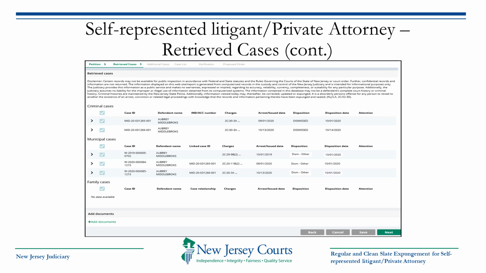The Retrieve Cases screen lists all the defendant's cases the system has retrieved from various source systems. They are listed in sections according to type: criminal, municipal, and family. Use the checkboxes on the left side to deselect a specific case or an entire section of cases and exclude them from the petition and/or proposed order. Note: this feature is especially useful when erroneous cases have been retrieved, including those with other SBI numbers.